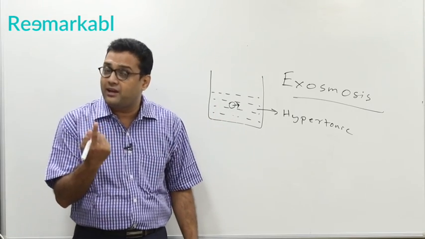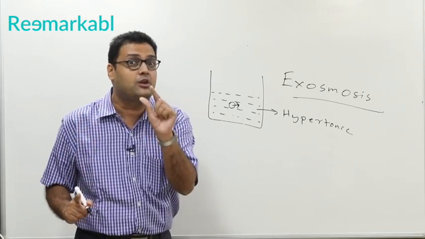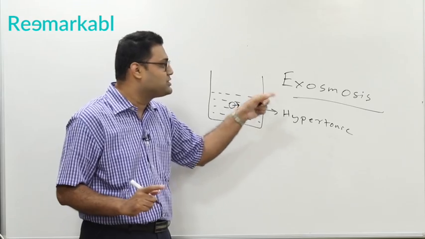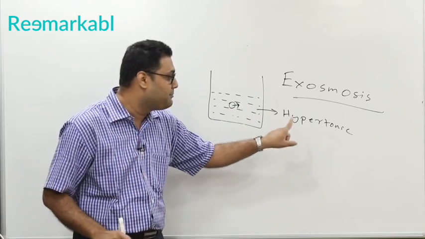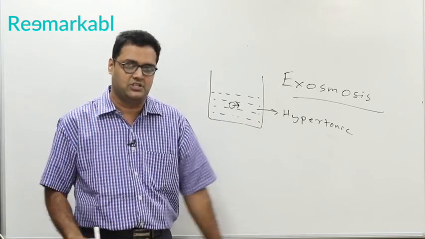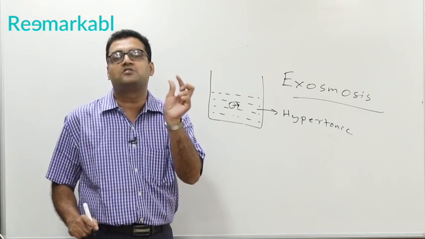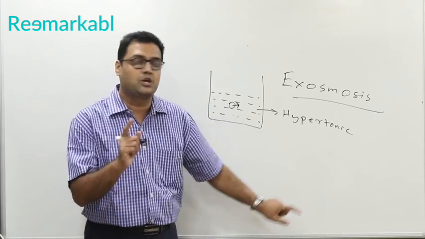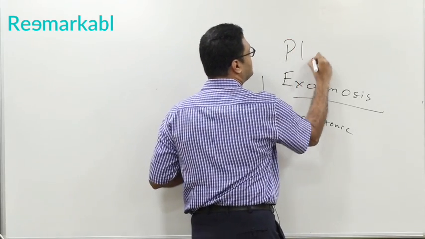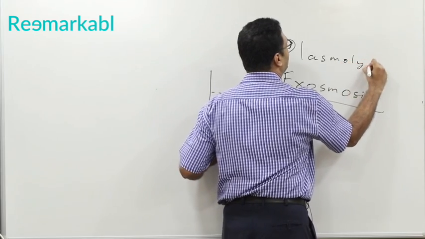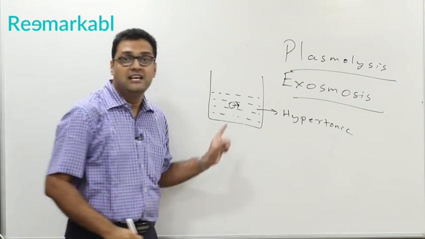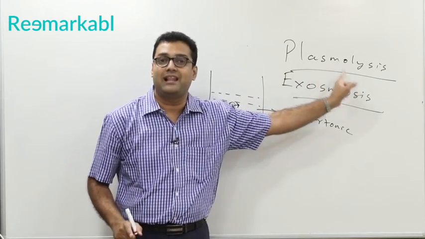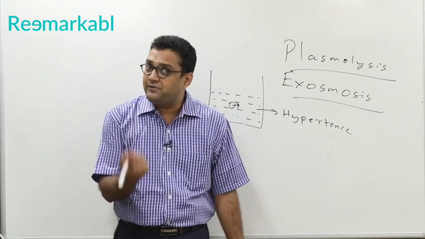Children, please mark my words, the phenomena of shrinkage of the cell due to exosmosis when placed in a hypertonic solution. Children, I'm repeating the definition. The phenomena of shrinkage of cell when it is placed in a hypertonic solution is called, this is a very important definition, children. You have to mention hypertonic solution in this. It's called plasmolysis. Plasmolysis. Okay? This is a phenomena.